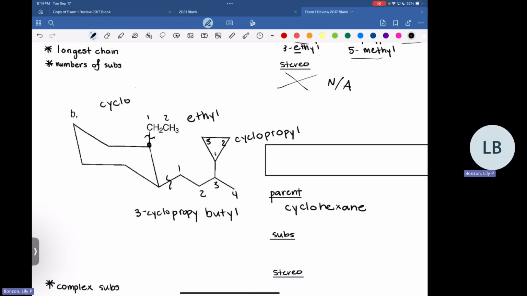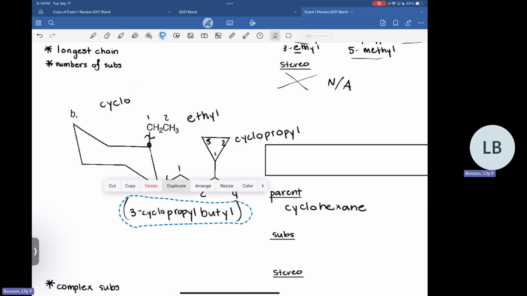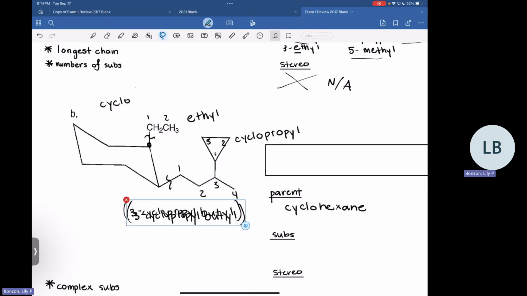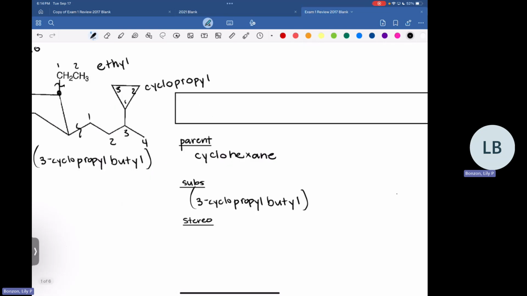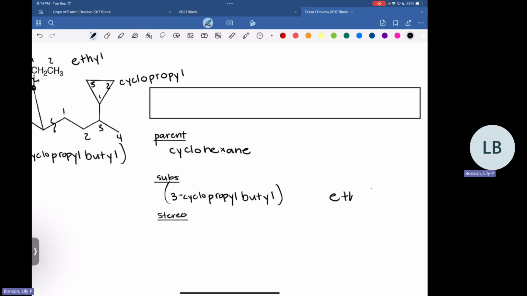And then whenever we have a complex substituent like this, you throw it in parentheses in the main name that you have. So I'm just going to duplicate that. So we have 3 cyclopropyl. Okay. And so those are our only 2 substituents.